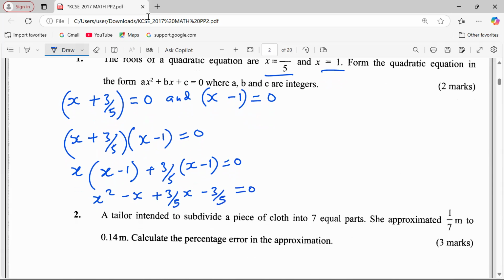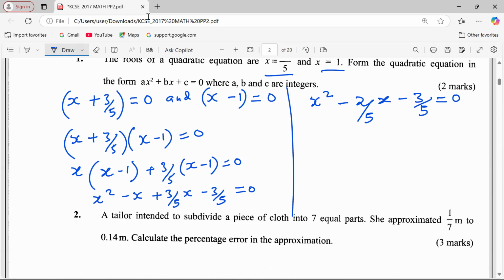That way, then now we can group terms, whereby this x squared, then negative x plus 3/5x. This becomes -2/5x minus 3/5 equals 0.